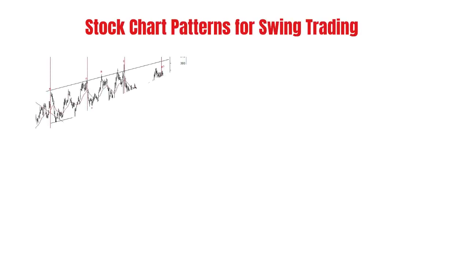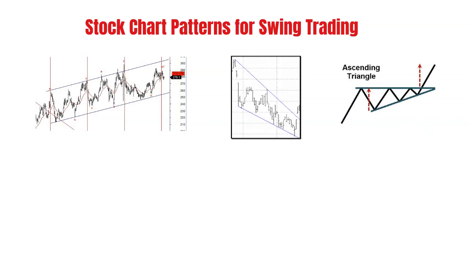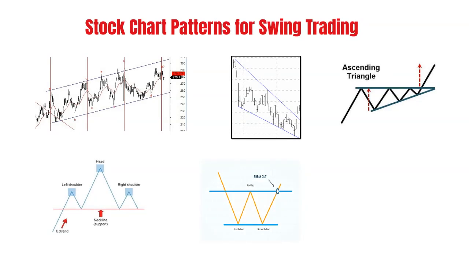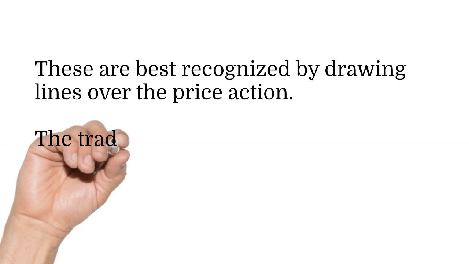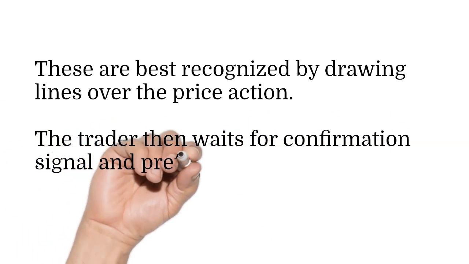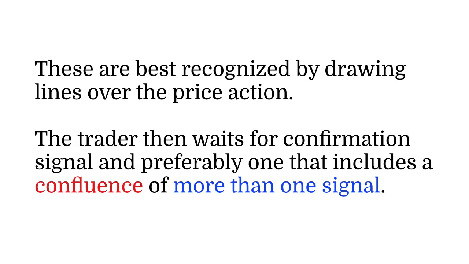There are a number of well-known price chart patterns, which help traders to anticipate potential entry and exit targets. These include the channel, rising and falling wedges, triangle patterns, head and shoulders patterns, double tops and bottoms, flags, and pennants. These are best recognized by drawing lines over the price action. The trader then waits for a confirmation signal, and preferably one that includes a confluence of more than one signal.